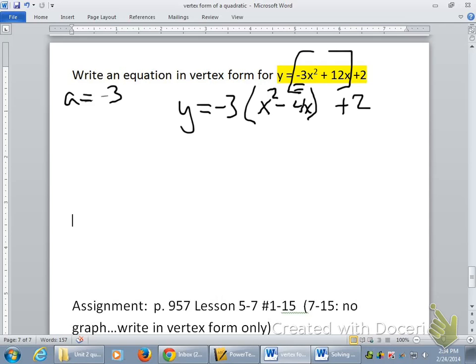Now I need to complete this square. So what would I do to complete this square? That's going to be negative 4 over 2 squared. We'll go right here. Let's see, what's that? Okay, that's going to be plus 12, right? So I'm going to get rid of that parentheses. And you said it's going to be plus 12? No, that can't be right. Negative 4 over 2.